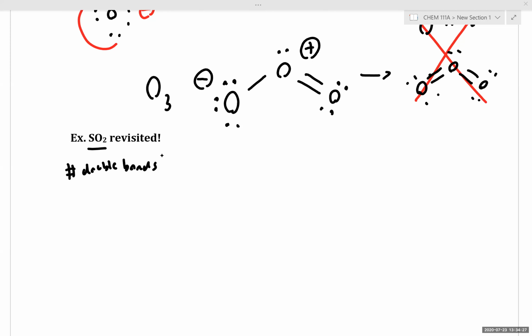And let's try to get a few responses in the chat, just so that way I can check in and see how everyone is doing. And let's try to get a few responses in the chat. Once you've drawn your Lewis structure, you'll be able to answer these two questions.